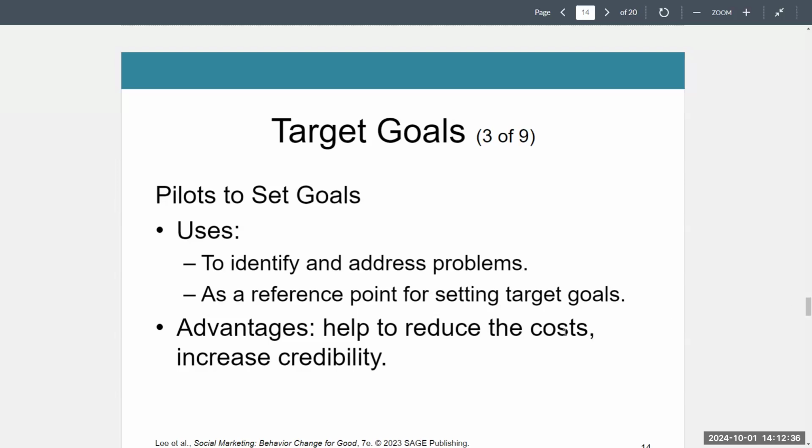And then we use it to identify and address a problem, as we said, and as a reference point for setting target goals. And some of the advantages are that it really just helps reduce the cost and increase credibility because you've done something that uses what we're talking about. So that is the pilot, when you run a pilot test and a pilot targeted goal.